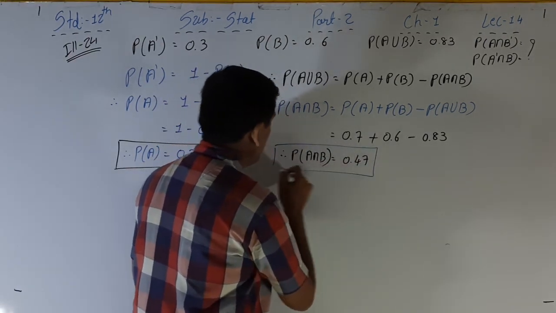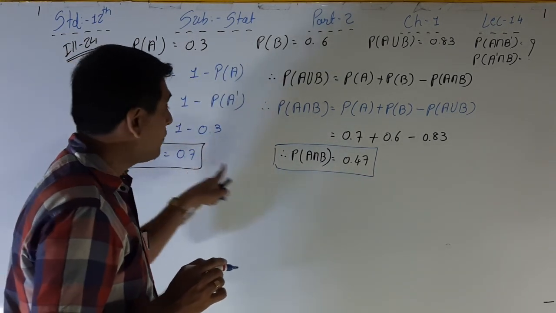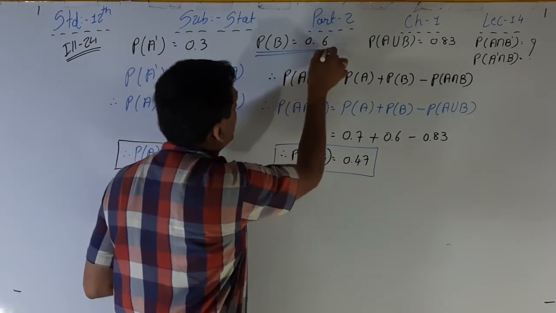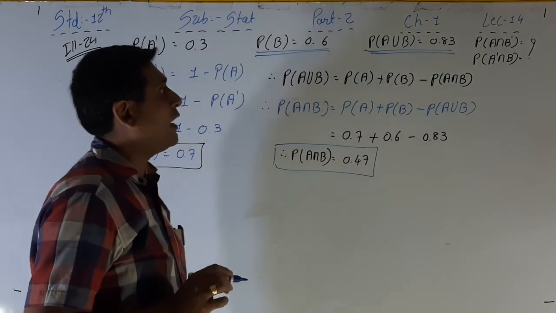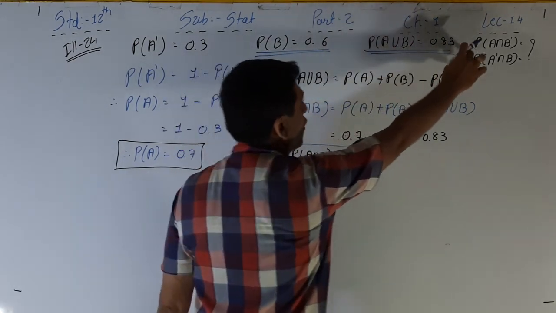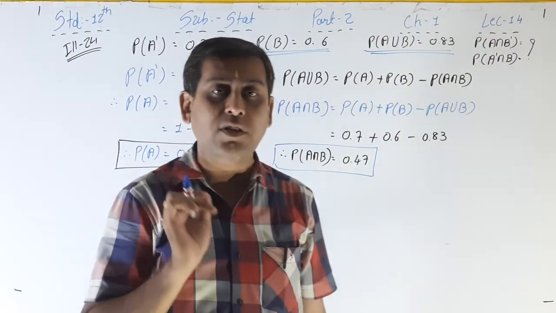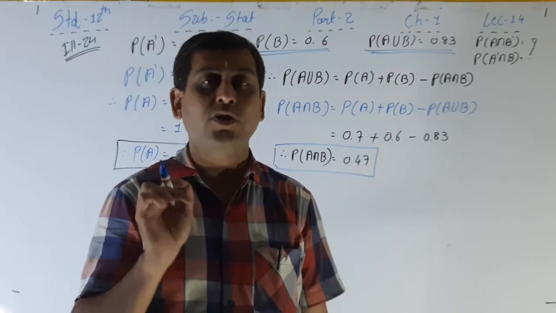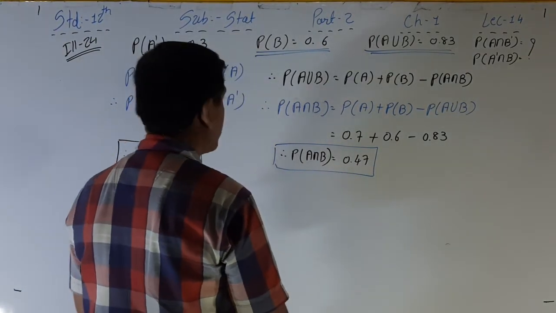See, we have three values: P of A is equal to 0.7, P of A intersection B is equal to 0.47, P of B is equal to 0.6, and P of A union B is equal to 0.83. But here we have no use of these because we want to find out this, and for this the formula is P of A minus P of A intersection B, and for the second, P of B minus P of A intersection B. Okay, so now we are finding out what we need.